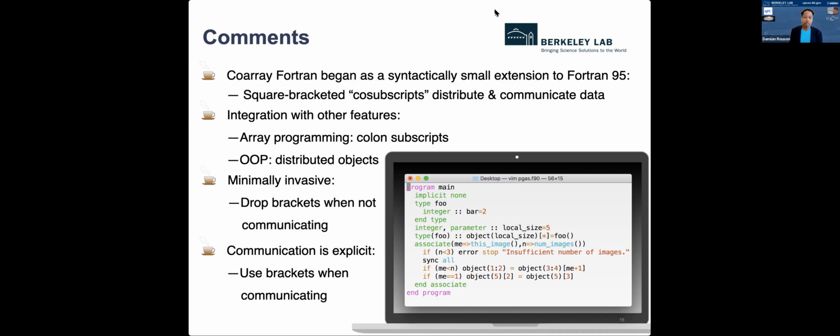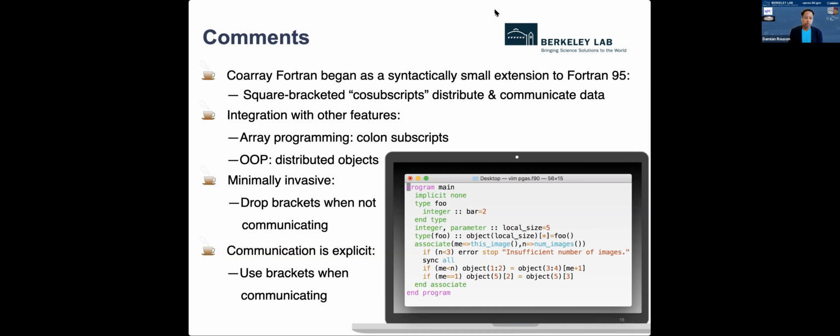And the basic idea that he came up with and then worked with John Reid to get into the standard is to add square brackets, which we call co-subscripts. So you have these data structures, and I'm showing a kind of silly example that's really just there so that I can show the various forms of syntax that I want. It's not really doing anything especially useful, but you can see where there's a declaration, the line that says type(foo) :: object(local_size)[*], and the square brackets there tell you that that's a coarray.